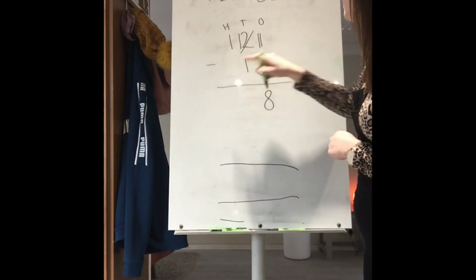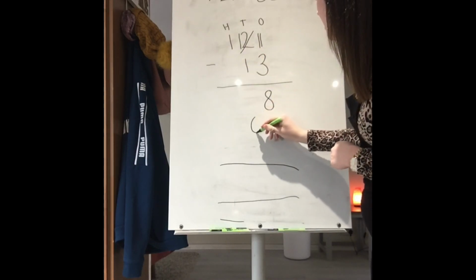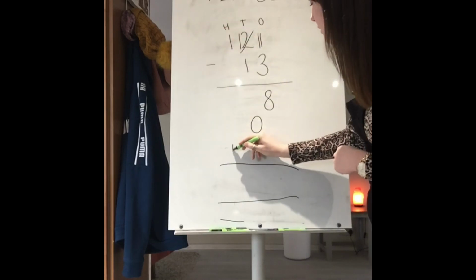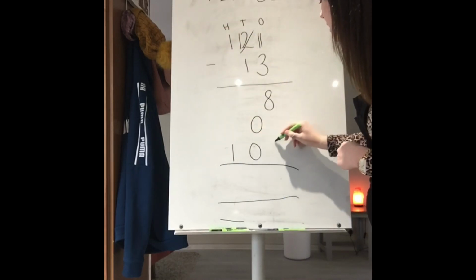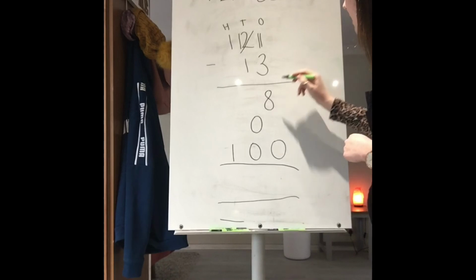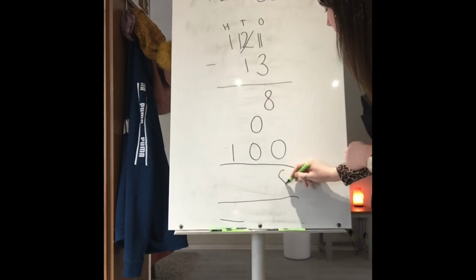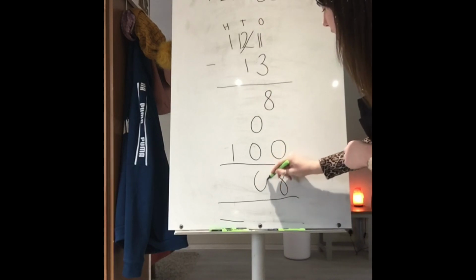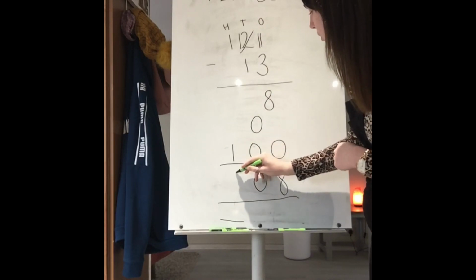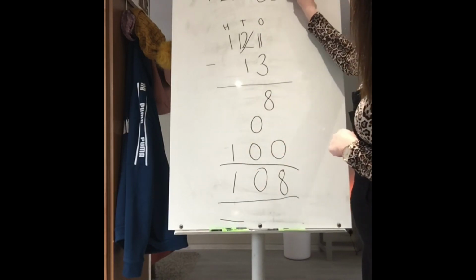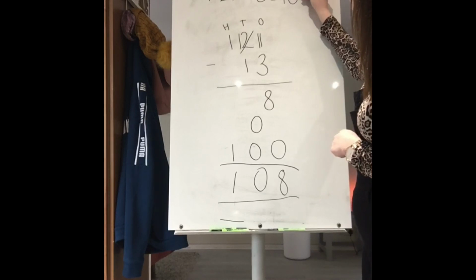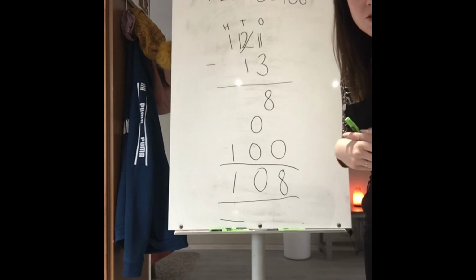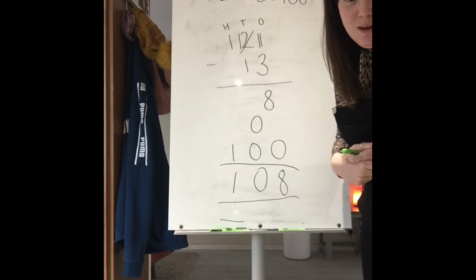10 take away 10 is nothing. And here we have our 100 over here. 8 add no ones is 8. There's nothing in our tens column. And we have our 100 here. So our answer to 121 take away 13 is 108. Well done.